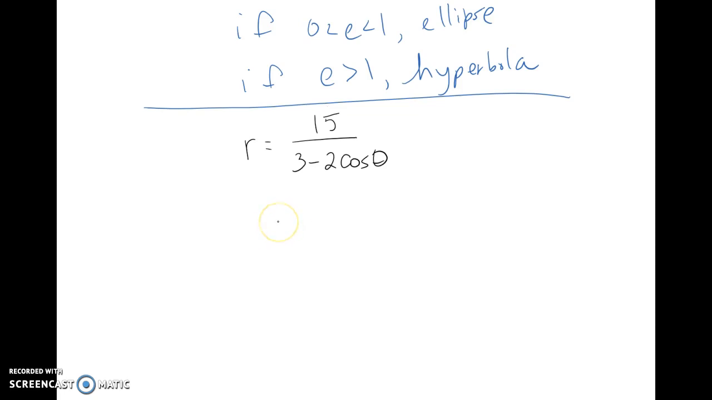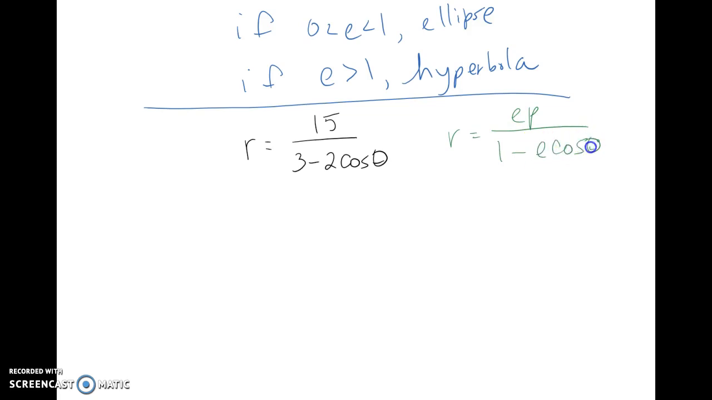Okay, so what you should notice, I think, is that this is going to be an ellipse, and it should be a horizontal ellipse. Horizontal, I know because of the cosine that's right there, and ellipse because I know that my eccentricity is between 0 and 1. And you might be thinking, well, how did you know that?